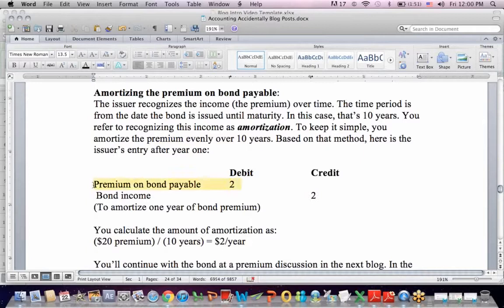So what I do is I reduce the premium on bond payable account by debiting. I reduce it. And I credit bond income to increase income. So I gradually take it out of premium on bond payable by debiting. I credit bond income, increasing it by crediting. And that's how we account for a premium on bond payable.